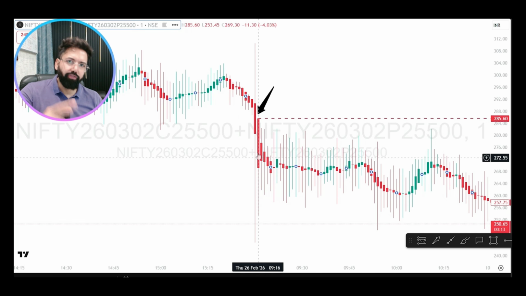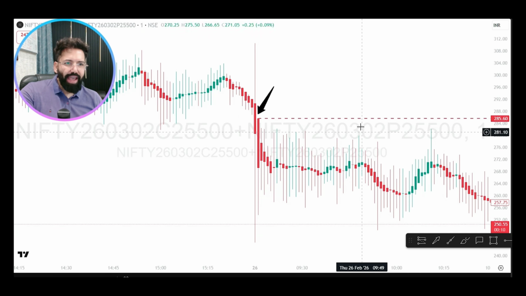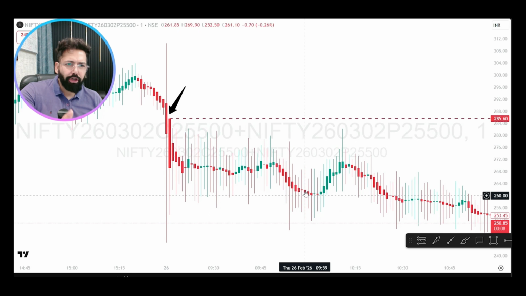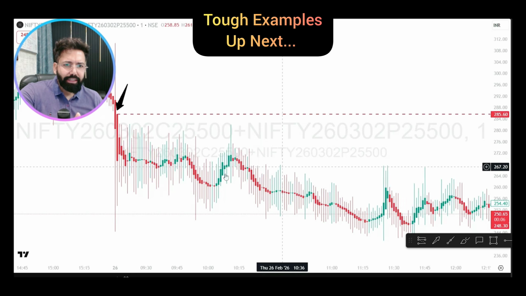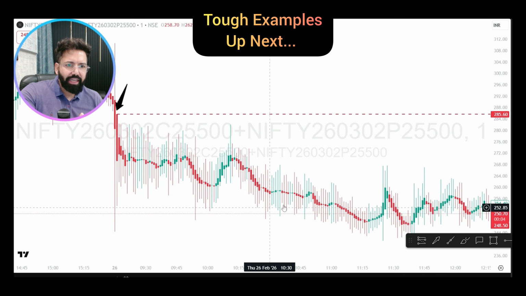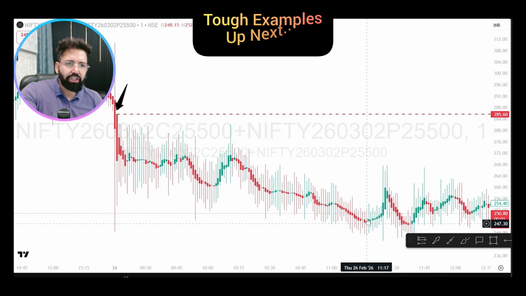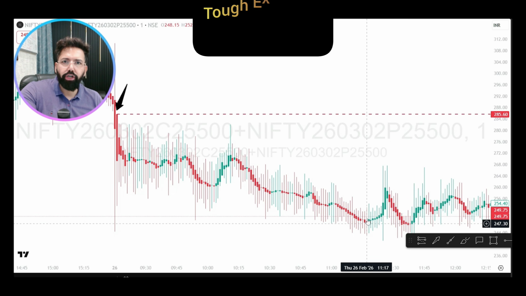It's clear, it's visible, you can see it on your screen yourself. And if somebody takes a trade, probably you don't need to ride the entire trend. Now this is entry around 9:16 a.m. and this is around 11:16, so maybe around 2 hours into the trade.